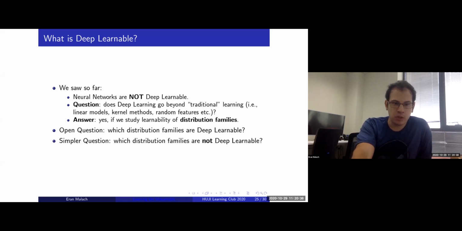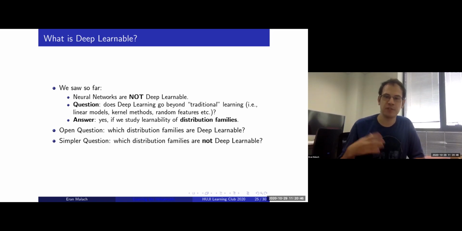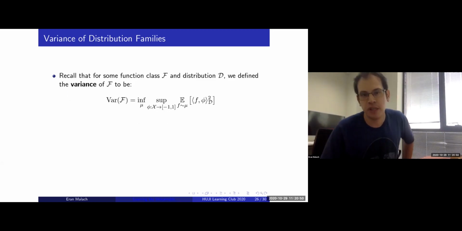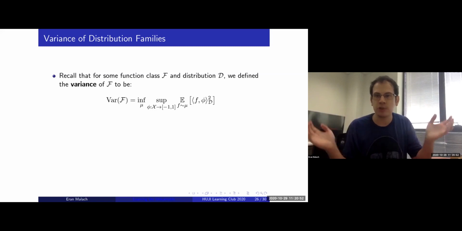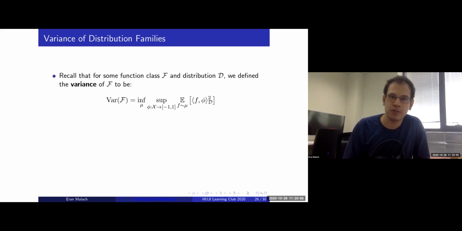Okay. So I'll finish with the negative result, which states which distribution families are not deep learnable, and again, this is fairly for any architecture that you would choose. So it's not capturing the whole picture, it's just the lower bound part of the characterization of deep learnability.